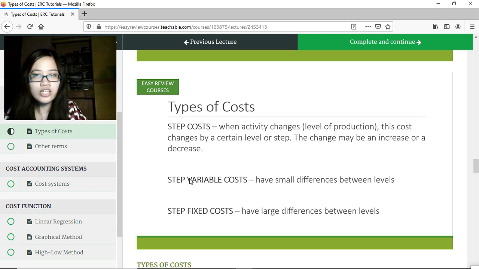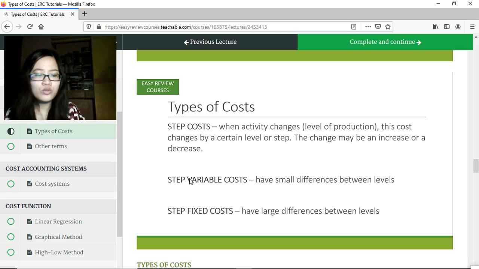When activity changes the level of production, this cost changes by a certain step or level. The change may be an increase or a decrease. Okay? So, for example, merong certain expenses na by batch siya. So, for example, pag nag-produce ka ng 5,000 to 10,000, meron kang certain cost, let's say setup cost, para dun sa machinery, na 10,000 per batch.